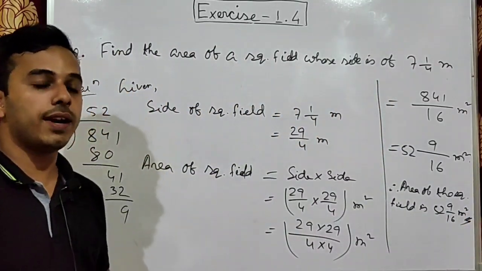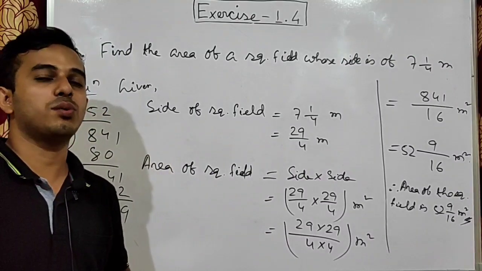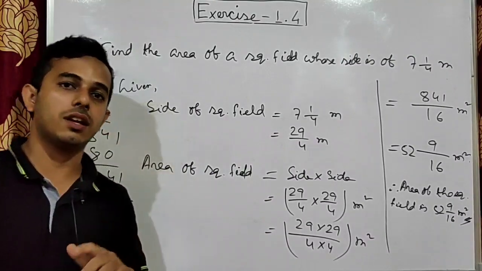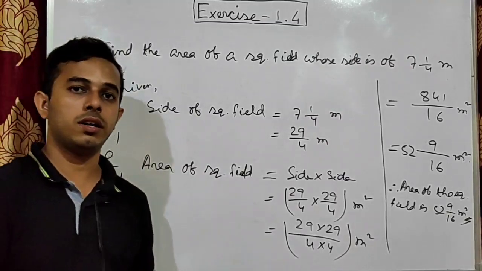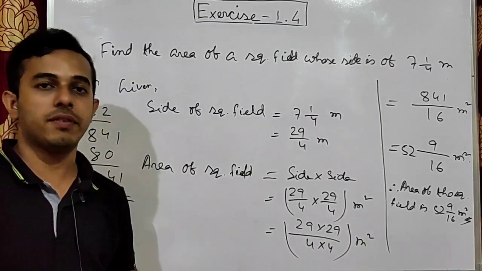So this is how we can find the area of a square field. We can find area of square, we can find area of anything, right? When we have this side in mixed fraction.